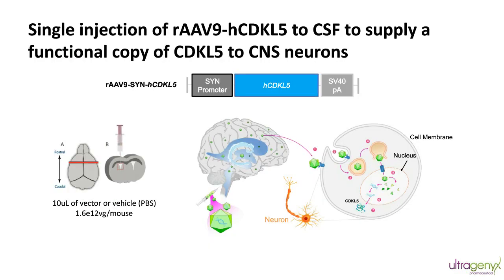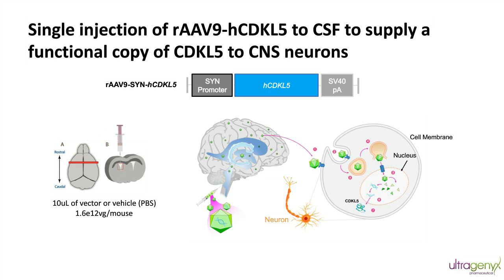So here is the therapeutic approach that we are taking to go after the root cause of this disease. We're testing a gene therapy. We're using an AAV9 viral vector that encapsulates a human form of the CDKL5 gene, which is expressed by a synapsin promoter. This is important because the synapsin promoter will cause this gene to only be expressed within neurons, which is the cell type that we think CDKL5 is really required for.